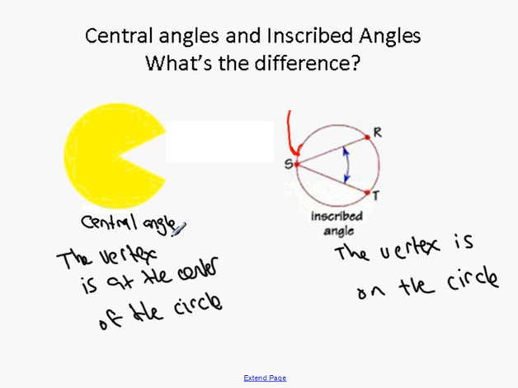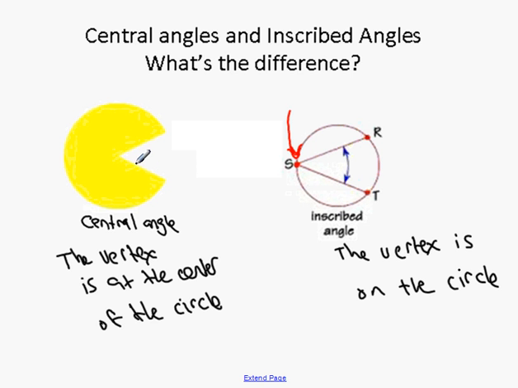So in a central angle, the vertex is at the center of the circle, and in an inscribed angle, the vertex is on the circle. So you see point S, the vertex of angle RST, is on the circle, and that's the difference between a central angle and an inscribed angle.